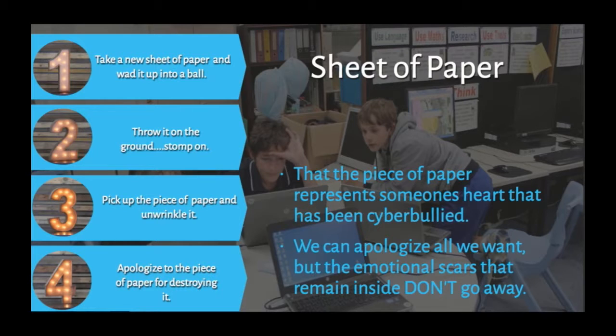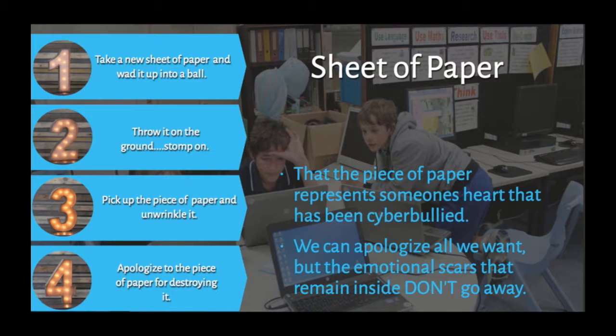A sheet of paper. This is one of the most powerful items in the kit and requires a little bit of acting on your part. Take a clean sheet of paper and ask a student to wad up the paper into a ball. Tell them to throw it on the ground and stomp on it. Then have them pick up the paper and unwrinkle it in front of the class. This is where the acting comes in. Act upset and tell them that they have ruined the piece of paper and to apologize for destroying it. At this point, you'll probably get some giggles and weird looks from your students.